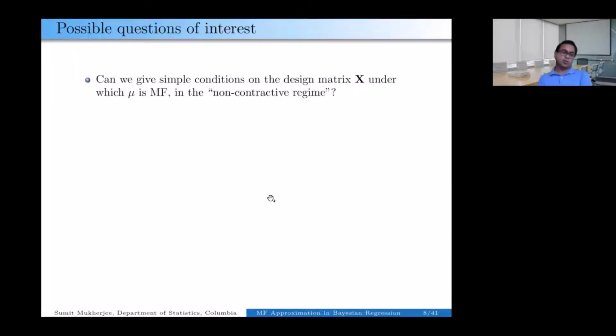And so, okay, what could be possible questions of interest? Well, what can we do in this low signal to noise ratio setting, right? What can we do in the setting when the operator norm of X is order 1? We will call this the non-contractive regime. We don't use this term formally in the paper, but we explain the term non-contractive regime in the paper.